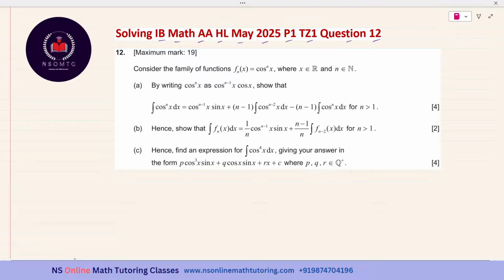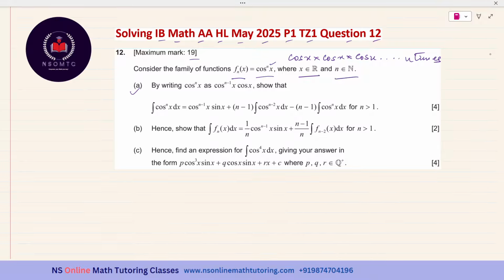So without any further delay, let us start to solve this question number 12. The maximum mark is 19. Consider the family of functions f_n of x equal to cos x raised to the power of n. This is nothing but cos x times cos x times cos x, n times. Where x is a real number and n is a natural number.